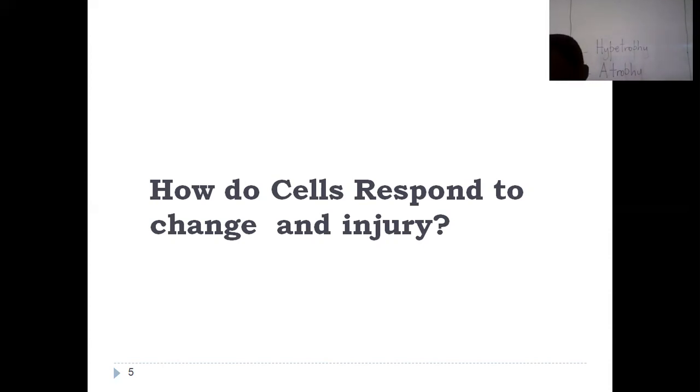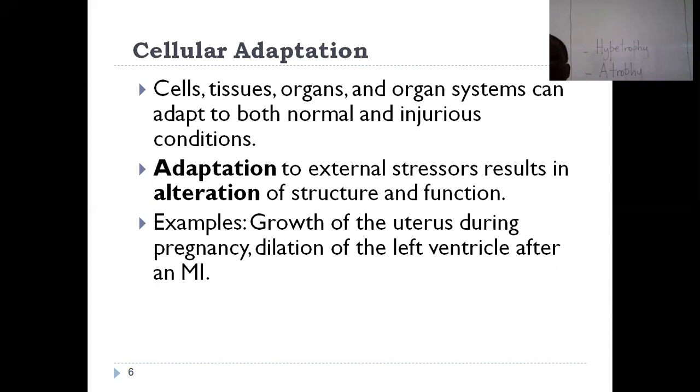So you're going to realize that cells respond to injury in different ways, depending on where that cell is situated or depending on the fate of that cell. So we should talk about what we call cellular adaptation. Basically, cells, tissues, organs, and organ systems can adapt to both normal and what we call injurious conditions. In other words, a disastrous condition.